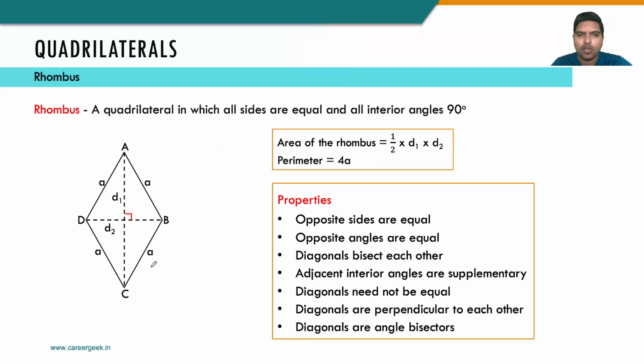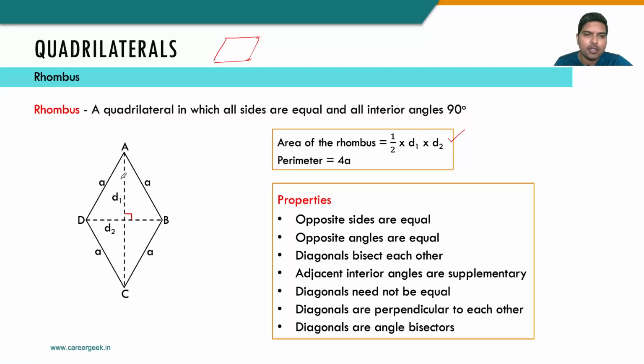Now the last one is the rhombus. A lot of times it's represented like this, but I like to represent it in a diamond shape so that it's easy to remember. Rhombus is a diamond shape with all the sides the same, right? The diagonals need not be equal, because the interior angles need not be 90 degrees. If the two diagonals are D1 and D2, area of the rhombus becomes half D1 D2.